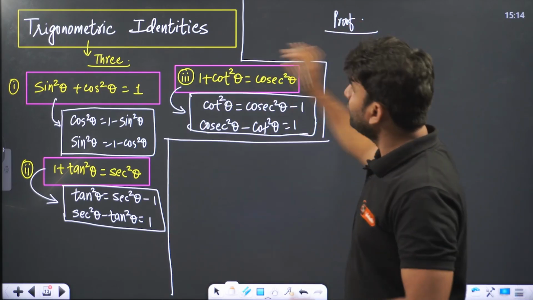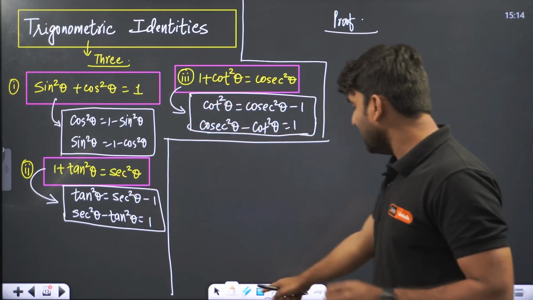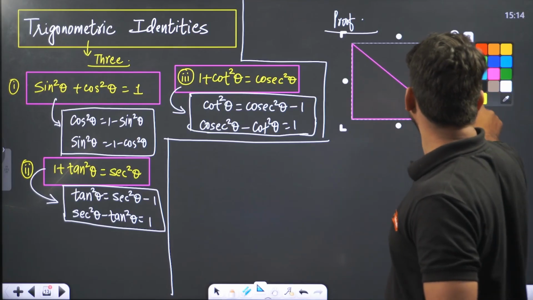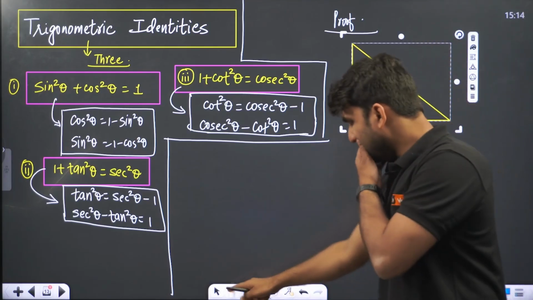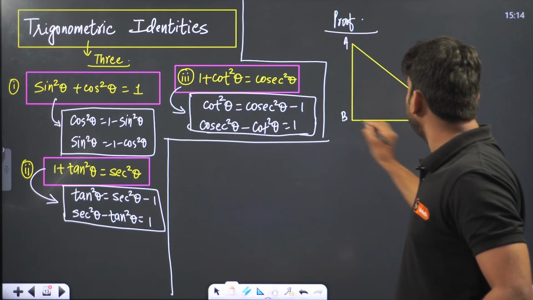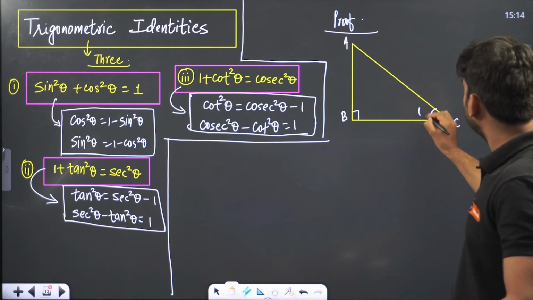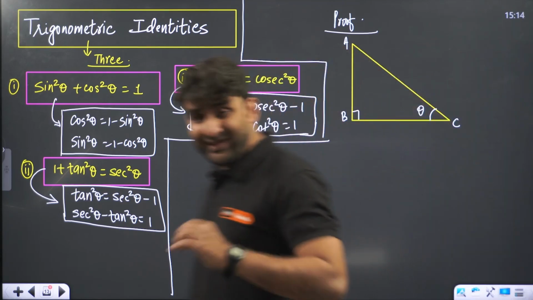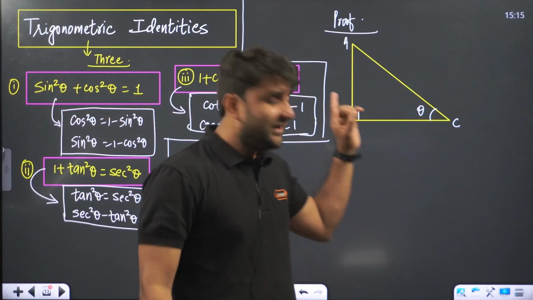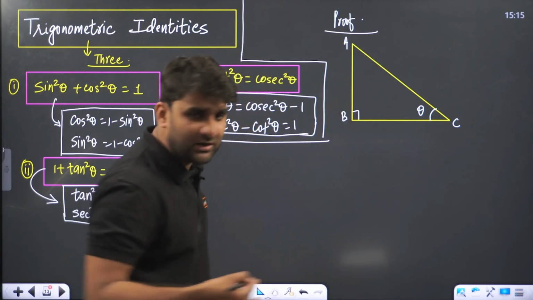To derive all these pink box identities, we require a right angle triangle. So I have a right angle triangle here. Please name this right angle triangle. This is A, B, and C, and B is the right angle, and let's assume angle C is equal to theta. So we have ABC, theta is at C. Now, my dear champion, if ABC is a right angle triangle, we can apply the Pythagoras theorem.